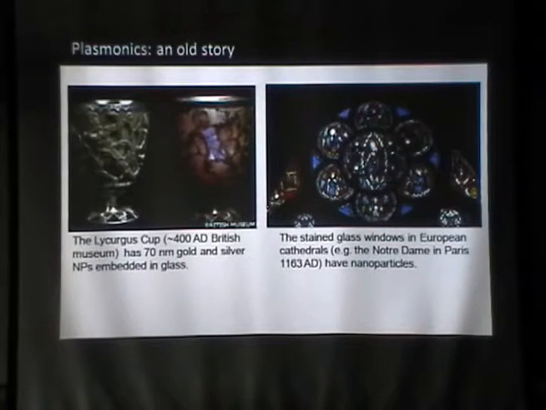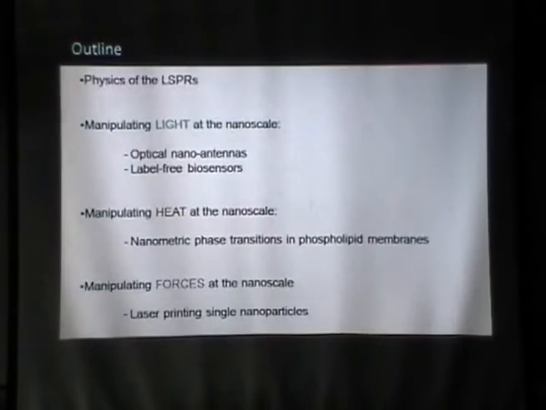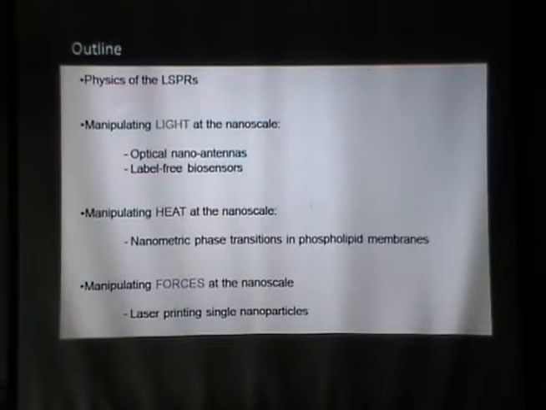This is an example of a Roman cup. It's called the Lycurgus cup. It's from 400 years after Christ. And it had the peculiarity that if you illuminate this cup from outside, it looks green, but if you illuminate it from inside, it looks red. And that's due to the optical properties of gold and silver nanoparticles that are embedded in this glass. The same kind of nanoparticles are used actually to color, to stain glasses in the old cathedrals. So the use of metallic nanoparticles is very old. But what's new, what's interesting, what can we do today?